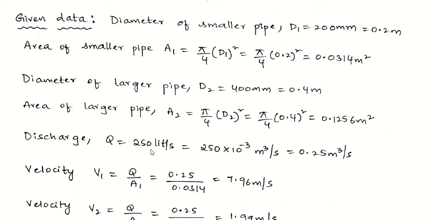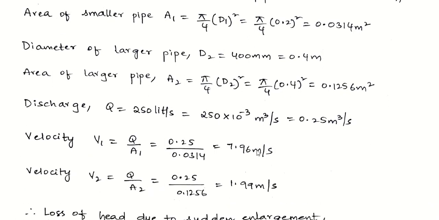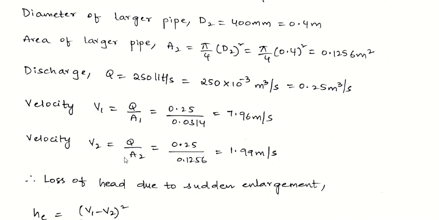Then given to us discharge or rate of flow is 250 liter per second, but we should convert this into meter cube per second. So just divide by 1000. So it is 0.25 meter cube per second. So we have a formula Q equal to A into V. So from here V1 is Q by A1. So it's 0.25 by 0.0314, which is A1. So we'll get 7.96 meter per second. Similarly V2 is Q by A2. 0.25 by A2, which is 0.1256. You get 1.99 meter per second.